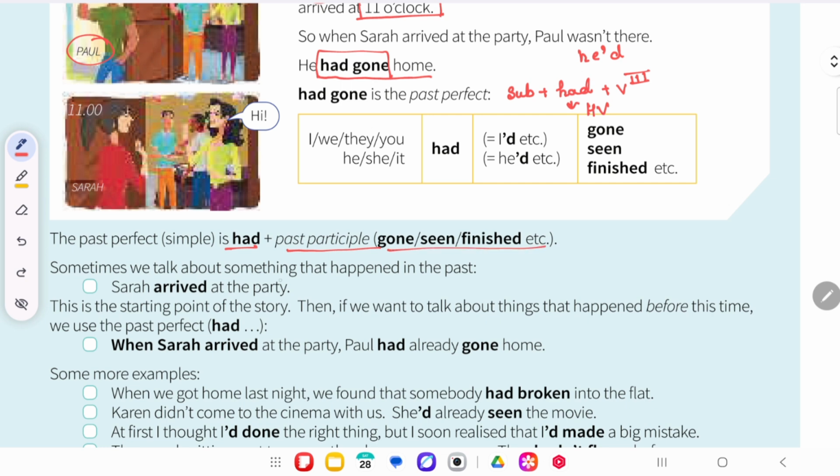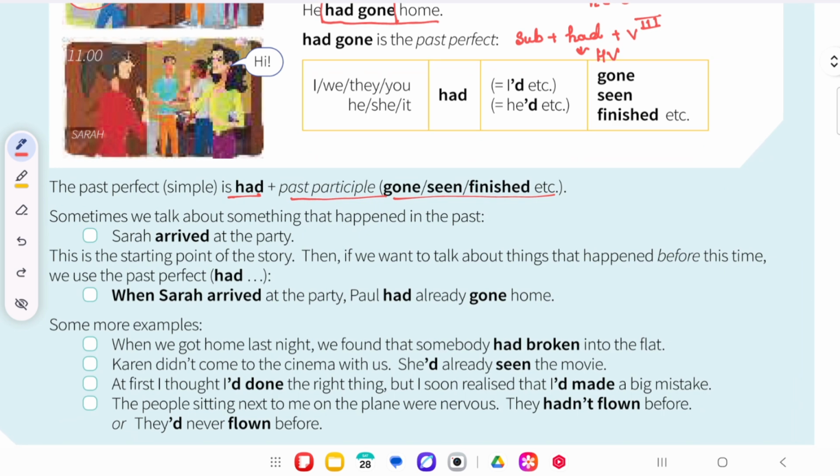Sometimes we talk about something that happened in the past. Sometimes we talk about something that had happened in the past. So for that we use past perfect. This is the starting point of the story: Sarah arrived at the party. This is the starting point of the story.